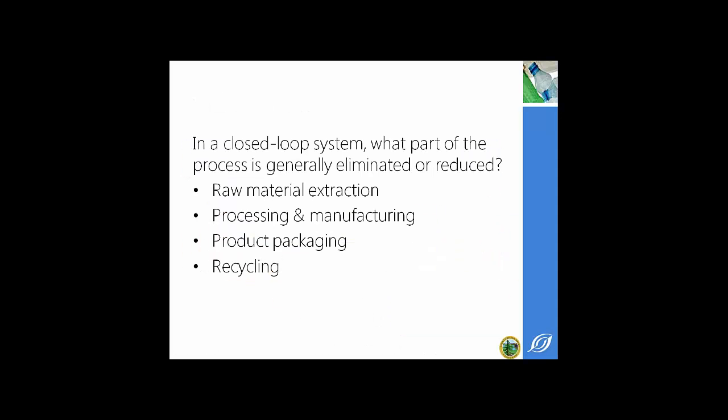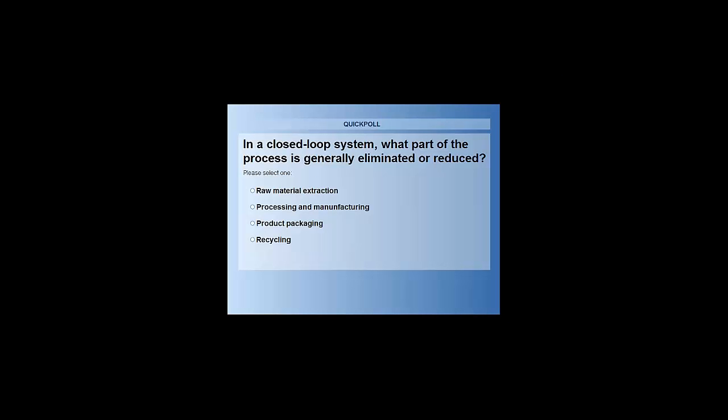All right, so our last question. In a closed loop system, what part of the process is generally eliminated or reduced? I'm going to go ahead and launch this. You guys want to go ahead and register your answers. We need a few more people to go ahead, and even if you don't know, just go ahead and pick an answer. We'll go over it a few more seconds.